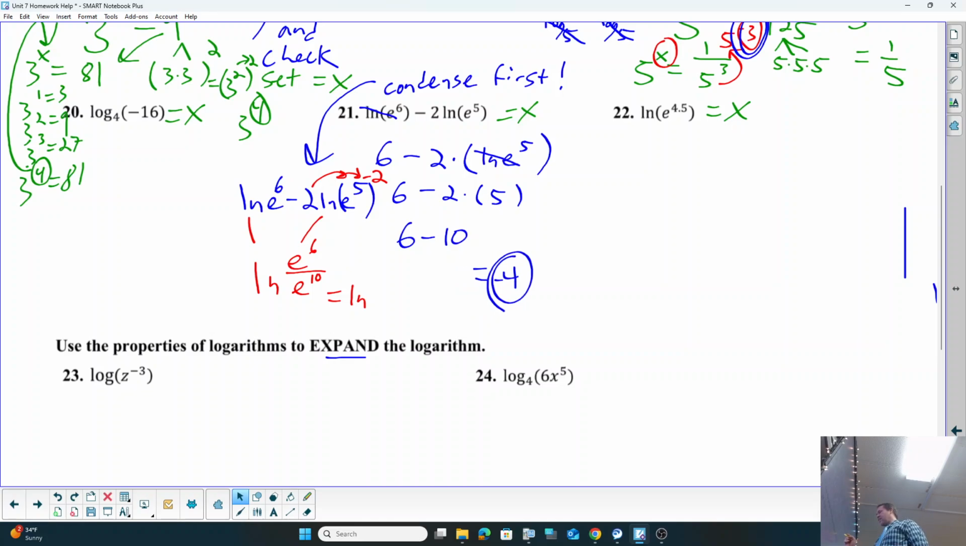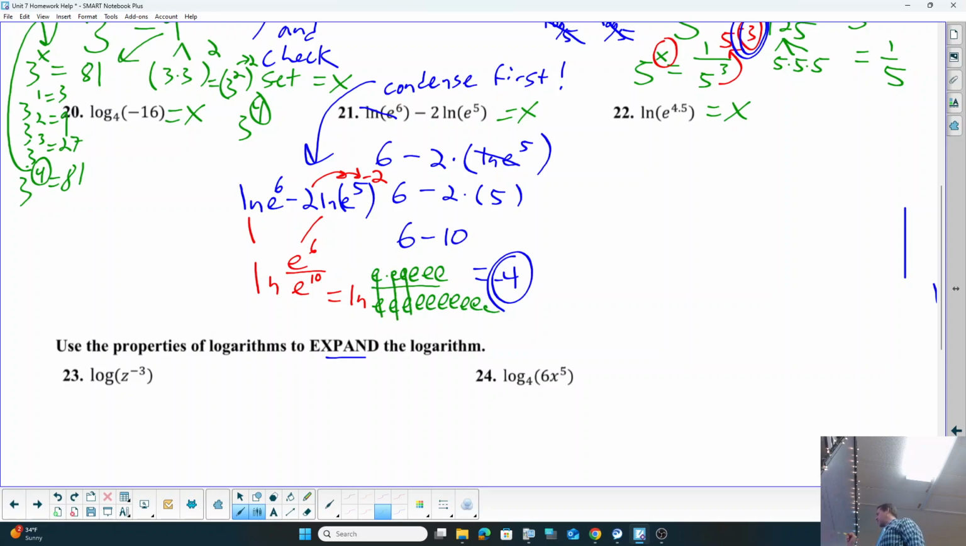So that would be ln of 6 of them on top. This is just another way to do it. So 1, 2, 3, 4, 5, 6. You have 10 on the bottom. 1, 2, 3, 4, 5, 6, 7, 8, 9, 10.